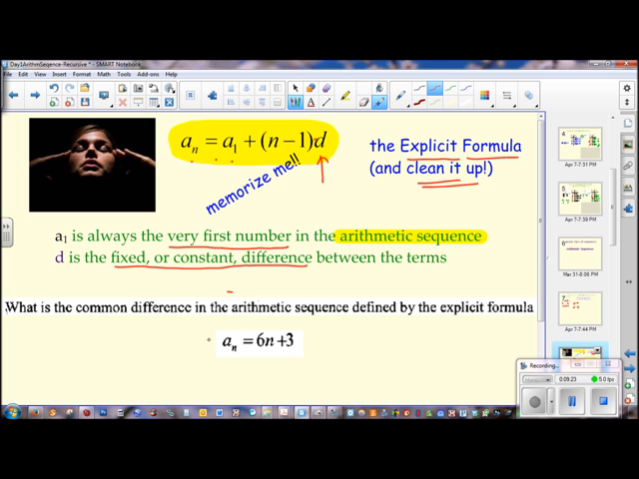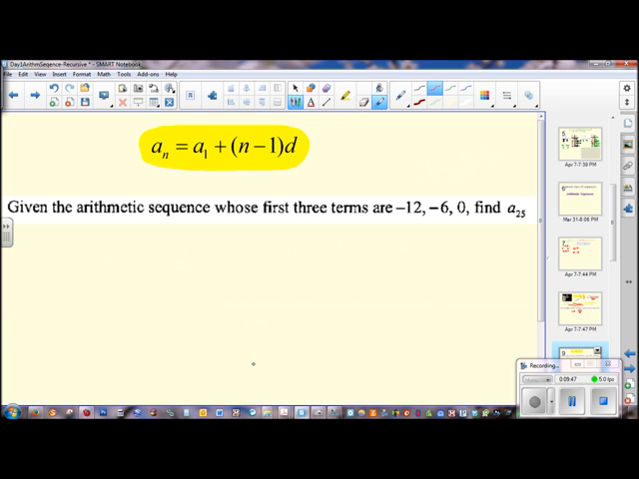If you look at this simplified version of it, whatever your coefficient is for that n term, that's going to be your common difference. If you take a look at this, I'll call it backwards distribute, if you backwards distribute that D, you're going to have that common difference term sitting in front of n. So the common difference for this formula would be a 6. Let's practice working with this.